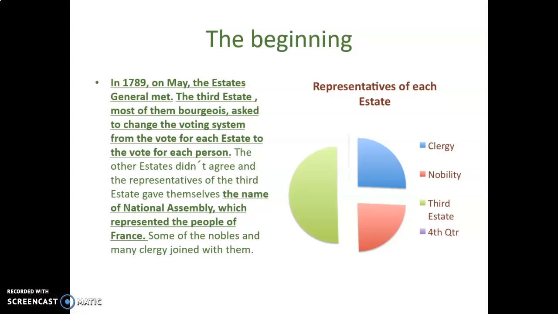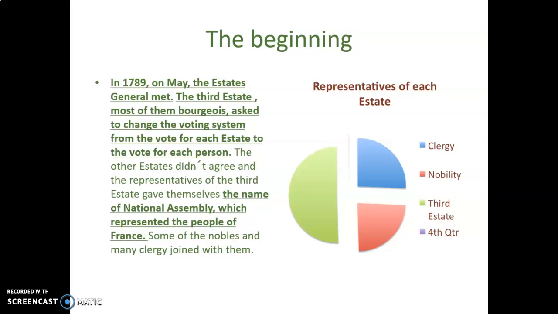So, in May 1789, the Estates General met. The Third Estate, mostly the bourgeoisie or middle class, asked to change the voting system from one vote for each estate, which means 3 votes, the First Estate, Second Estate, and Third Estate each getting 1 vote, to one vote for each person. The problem is the Third Estate was more numerous than the first 2 estates. The First Estate's the clergy, the Second Estate's nobles. So the nobles and the clergy would always gang up on the Third Estate, and it would be a 2-to-1 vote. So the Third Estate's asking for a change in voting.